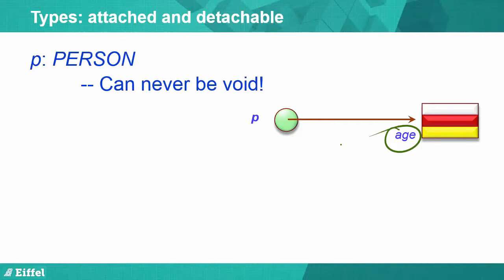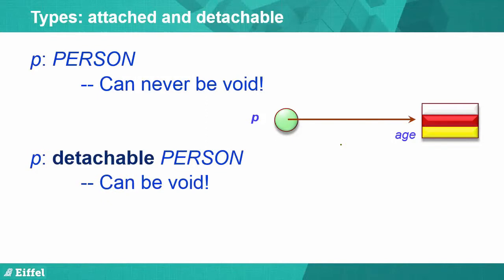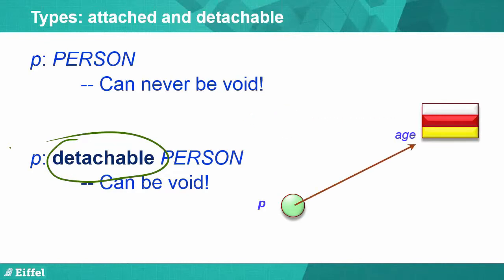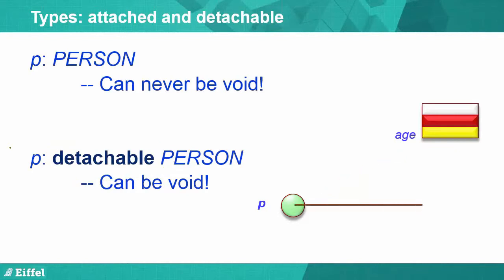Now, of course, sometimes you want a variable which denotes a reference that could be void at runtime. In that case, the proper declaration is detachable person. This is our new keyword for the void safety mechanism. Detachable means that p could be void. Now, of course, most of the time you don't want p to be void. It's still going to be attached because if it were always void, it would not be very useful. But by declaring it as detachable, you make it possible that p, for example, at initialization time, might be void.